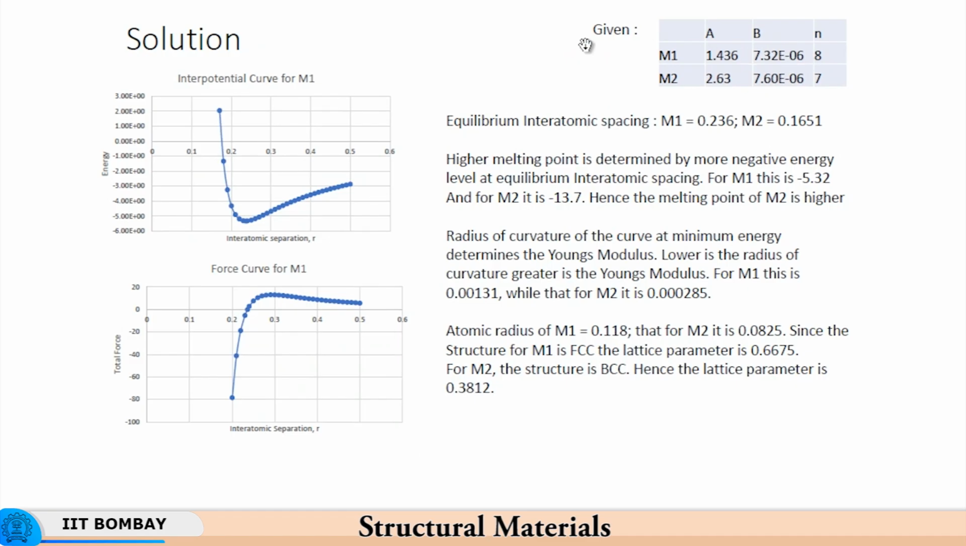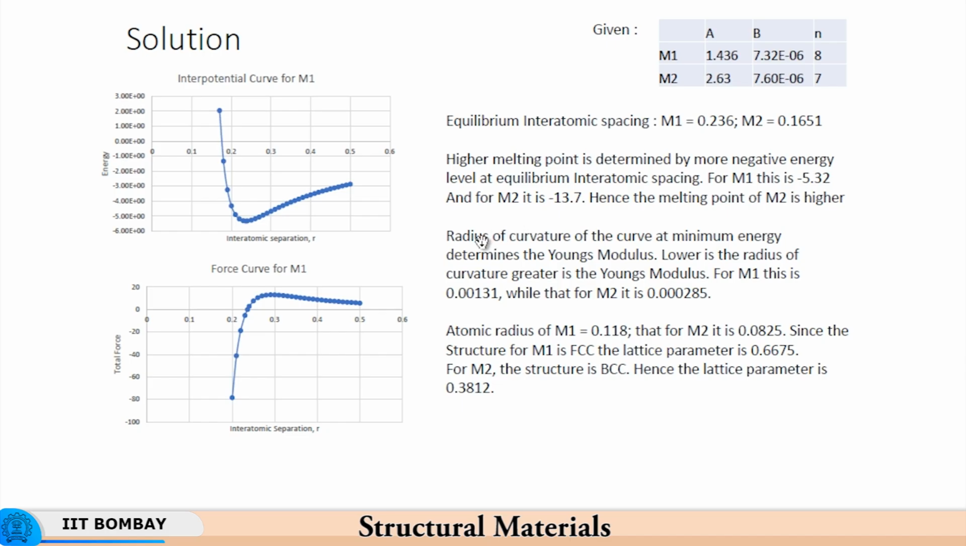So for this particular problem which has been given to you, I have plotted the interpotential curve for M1. Similarly, one can do it for M2 as well, and then here the equilibrium atomic spacing turns out to be 0.236 for M1 and 0.1651 for M2. So atoms are much more closely spaced in M2 as compared to M1. And then if you look at the energy well, the depth of the energy well is of the order of minus 5.32 for M1, and for M2 it is minus 13.7.